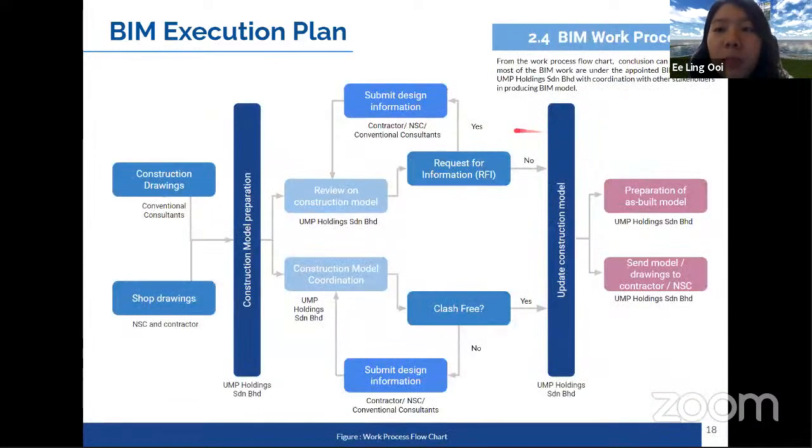Next, we'll talk about the BIM work process. Upon the preparation of the construction model, the BIM model, they will go on to the review of the construction model as well as coordination. If there's a clash, they will request design information from the contractors and the conventional consultants to make amendments to the construction model. This cycle will go on until the model is clash-free. Then they will update the construction model. And finally, there is an as-built model to produce electronic drawings to be distributed to the contractor and subcontractors to carry on the works on site.